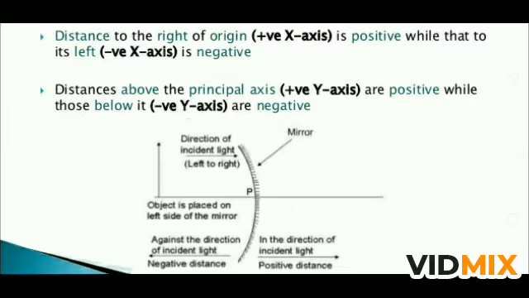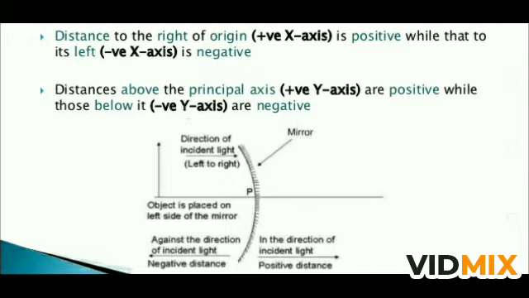The distances measured opposite to the light are taken negative, and the distances measured in the direction of light are taken positive. This is the rule, as we have seen in maths, in coordinate geometry, if you have learned that chapter. If you draw the perpendicular axes x and y, where the x and y cut is the origin. On the right hand side we take x positive, on the left side x negative, on the upper side y positive, and below the origin y negative.